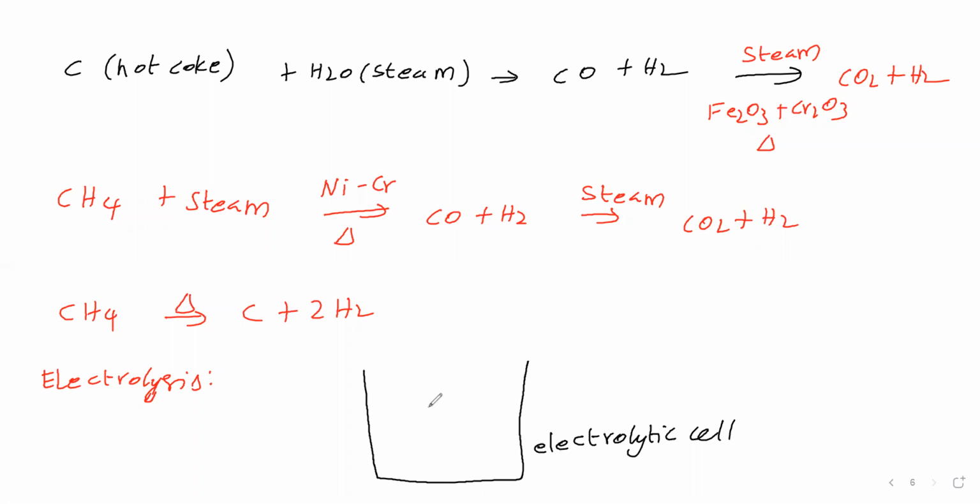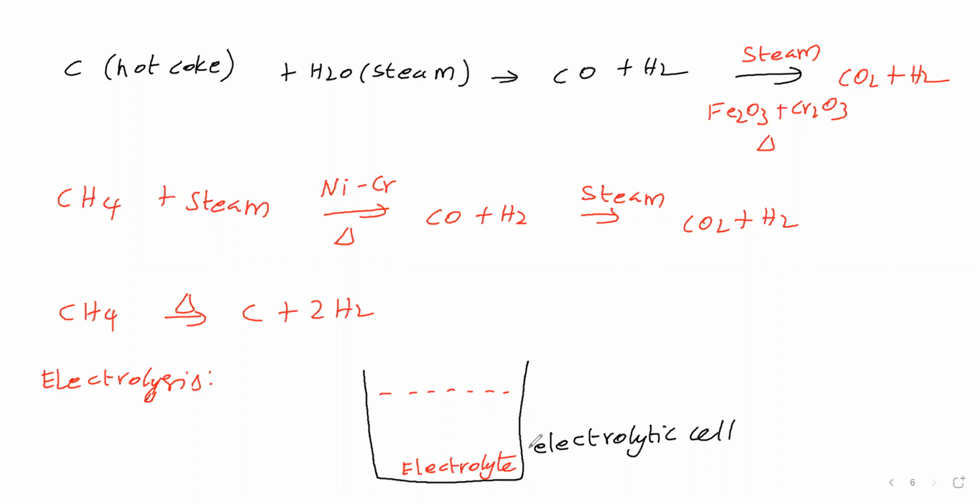Then inside this electrolytic cell, some solution we have to take. What is the solution? Suppose an aqueous solution: aqueous solution of sodium chloride, dilute sulfuric acid, or aqueous solution of copper sulfate. Like this, some solution will be taken here. This solution is called the electrolyte.